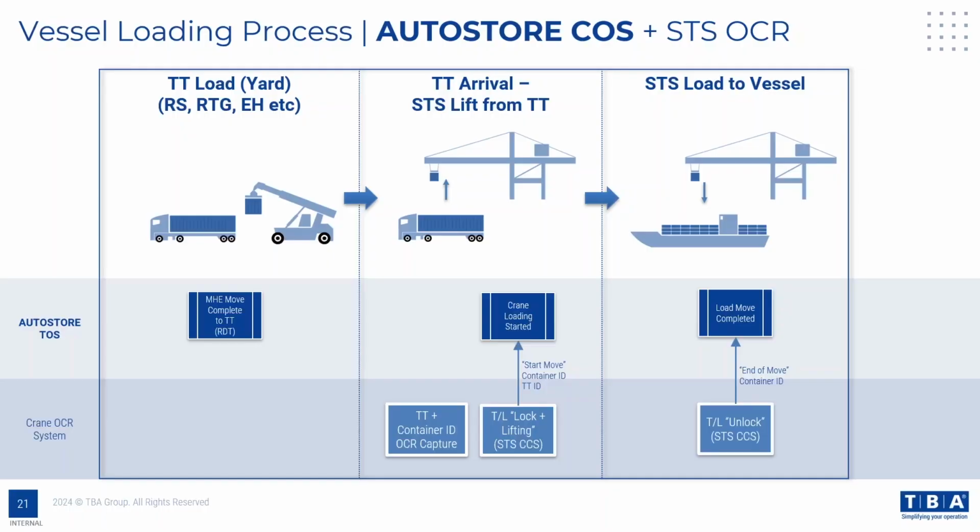So we capture that information when the terminal truck arrives, and then we'll have some integration to the crane control system. We'll pick up a twist lock event on the OCR system. And that will cause a message to be sent to TOS, which will contain the container ID and the terminal truck ID, and that will trigger a start move event in the TOS. That can be equated to, or is analogous to, a tallyman starting the move on the field app, if you're using our tallyman function.